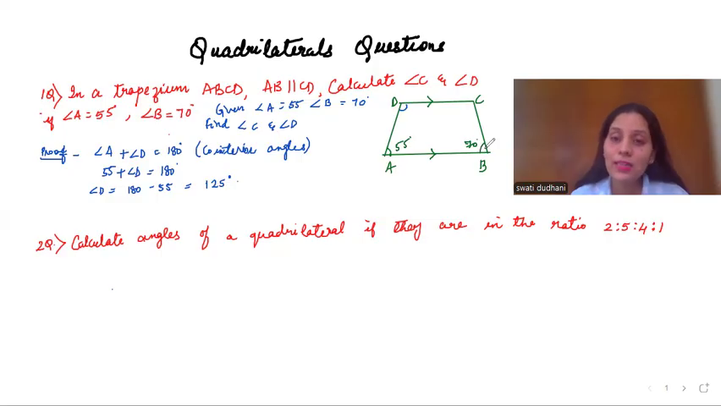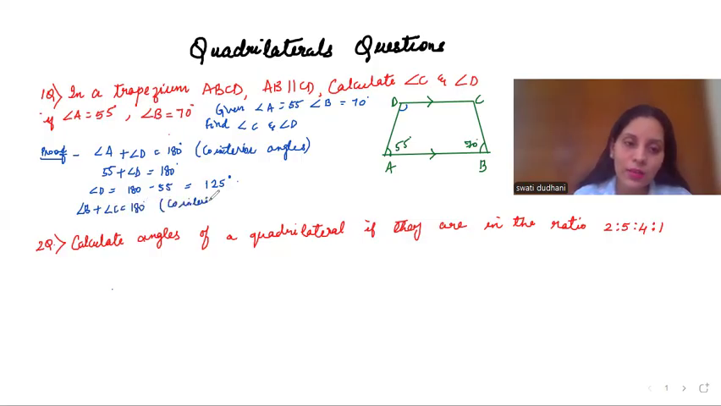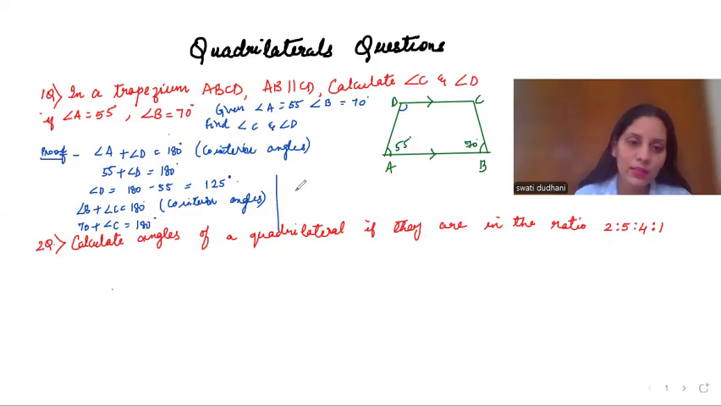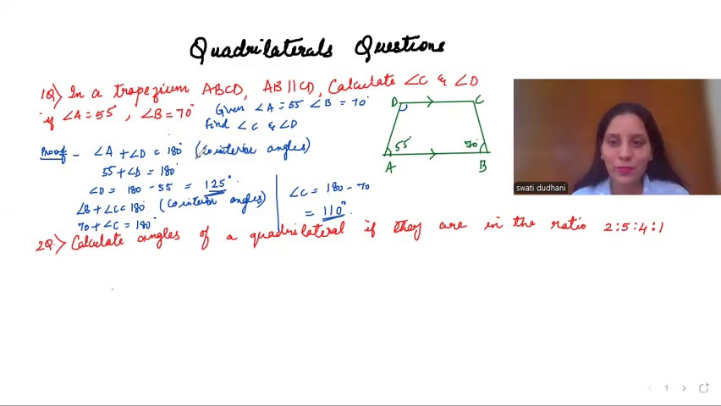Similarly, B and C are also co-interior angles. Angle B plus angle C is equal to 180, same reason, co-interior. So in geometry, you should mention the reason at every step, in brackets. Now, B is 70 plus angle C is equal to 180 degrees. So, angle C is 180 minus 70, which will be 110 degrees. So, angle C is 110, angle D is 125.